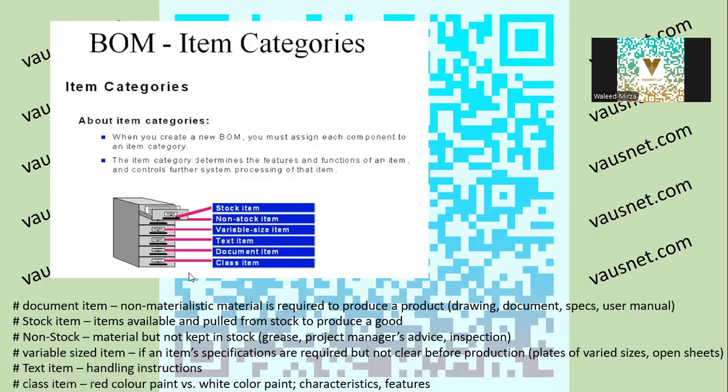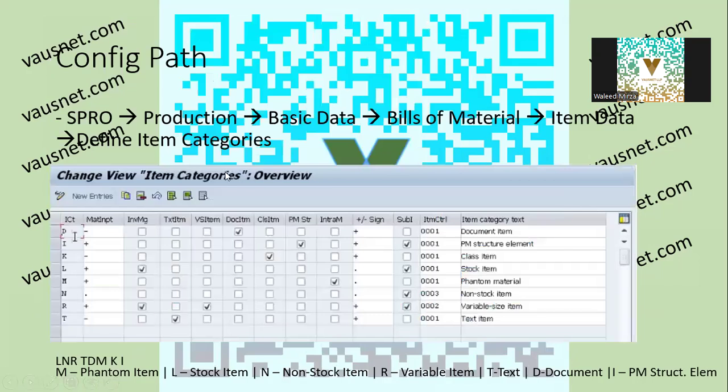Same for document item. And class, of course, you create a BOM for a specific class of motorcycle like CD70 or CD 125, that class will be maintained to create more BOMs, to copy, because we have a class to maintain, okay? In class items, red color paint, white color paint, characteristics and features, some features will be different, okay? As I said, CD70 or 125, that will be a little different.